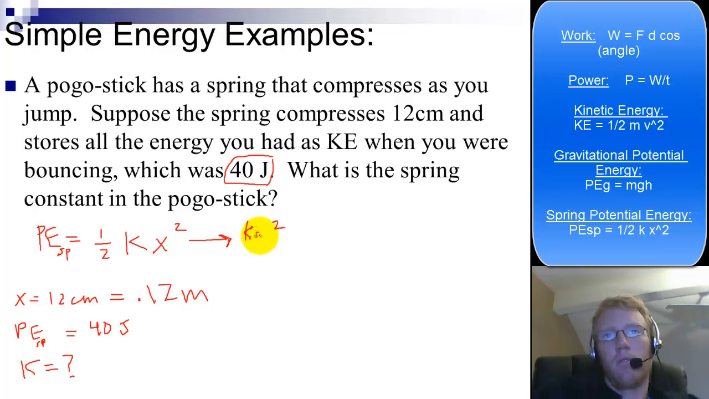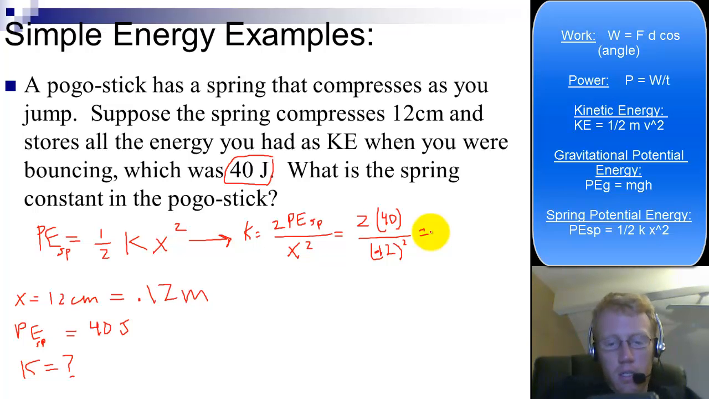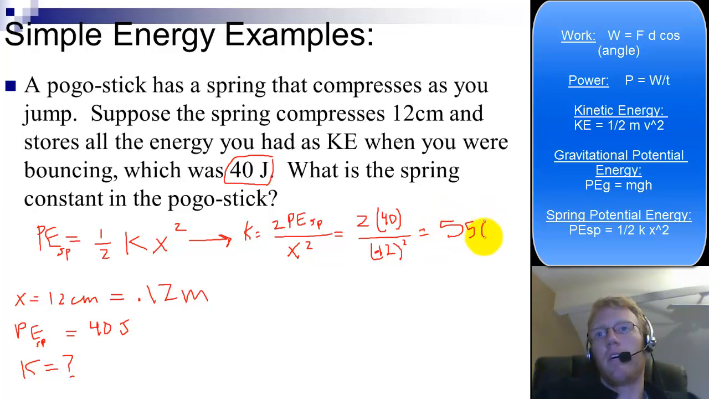So k equals 2 times the potential energy in the spring, and then we have to divide by x squared to get the k by itself. Now we can plug in our numbers. 2 times 40 divided by 0.12 squared. Okay, calculator. 80 divided by 0.12 squared is 5,555.5 repeating. So let's just call it 5560 newtons per meter. The units here are newtons per meter.